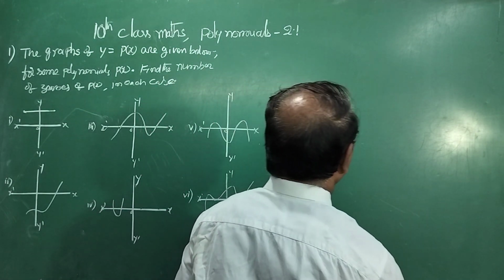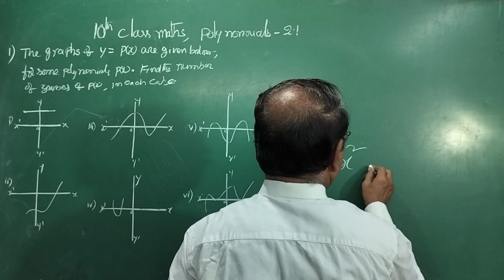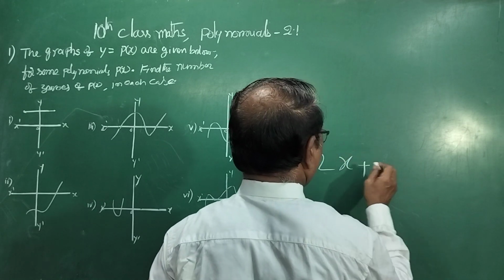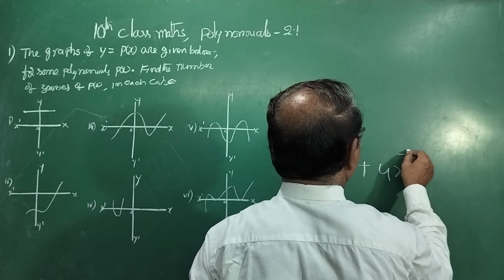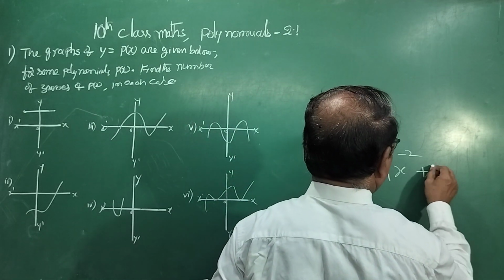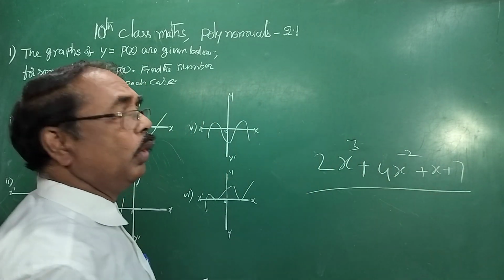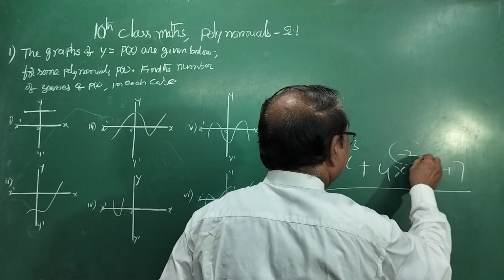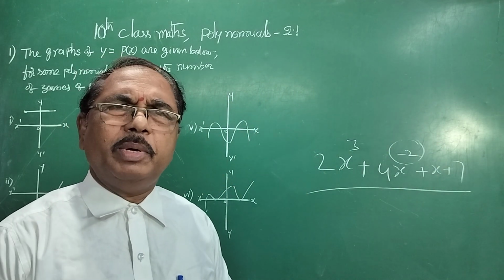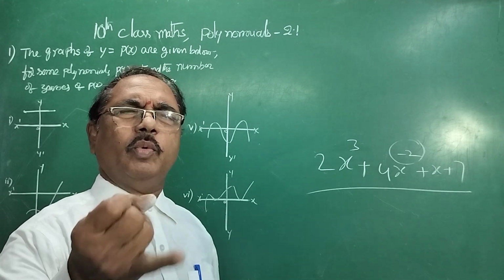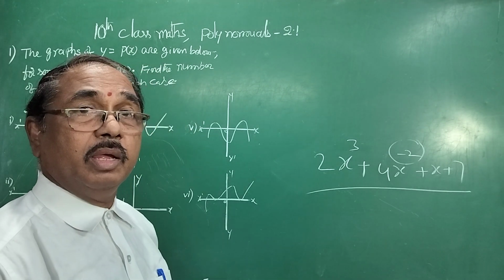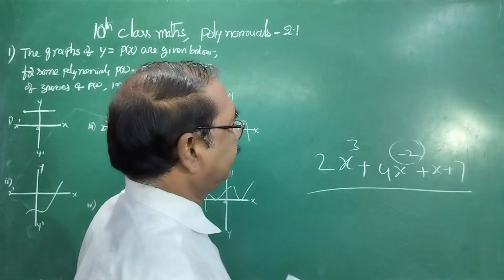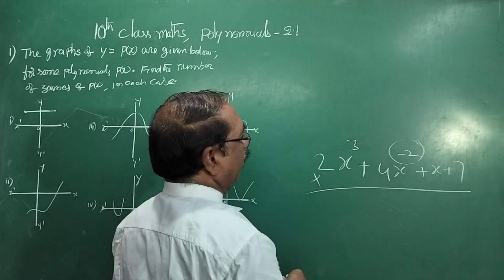And another one, let us see. 2x square plus 2x cube plus 2x to the power of minus 2 plus x plus 7. It is also not a polynomial. Why? Because the power of x is not a whole number. Whole numbers are 0, 1, 2, 3, 4, 5. Minus values are integers. So it is not a polynomial.